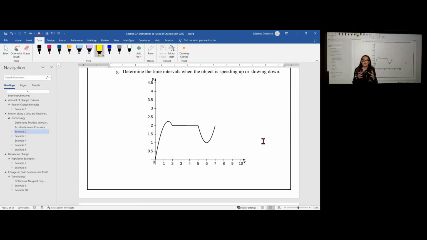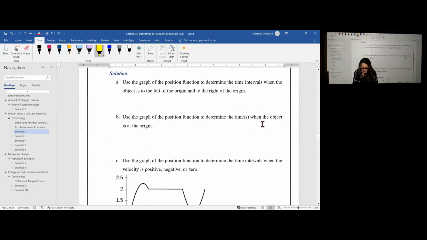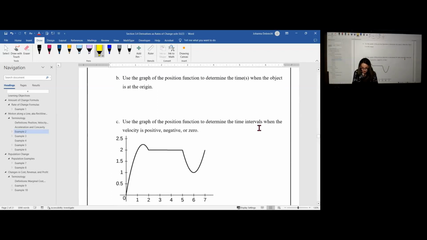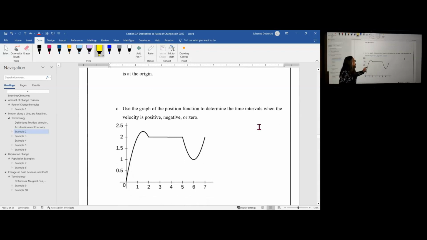Let's now turn our attention to the questions and answer each one at a time. Use the graph of the position function to determine the time intervals when the object is to the left of the starting place, the heart of Denver, or to the right of the starting place. When I look at this graph, there's one moment when it's actually at the starting place, which is at time equals 0. The rest of the time, the entire graph is above the t-axis, and that means that it is always to the right, or in our case, what we would call east.